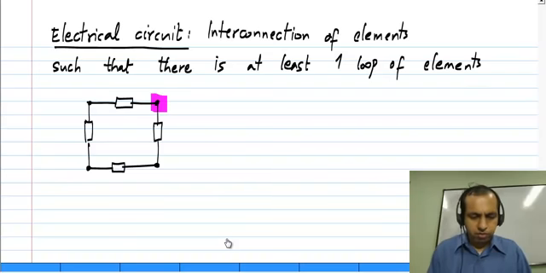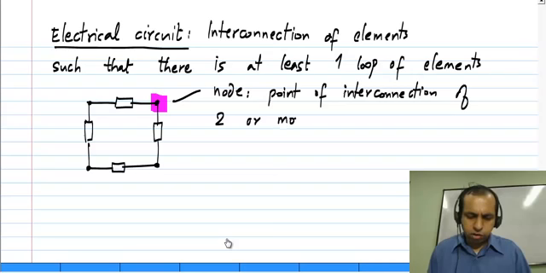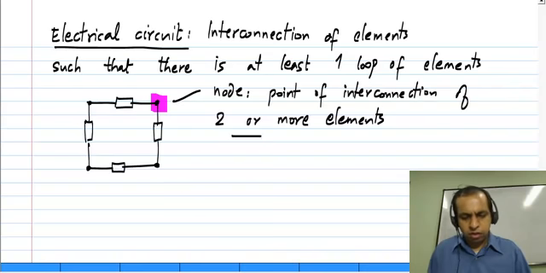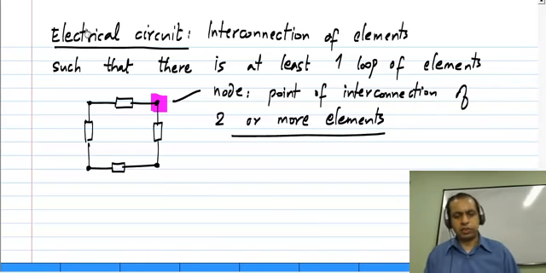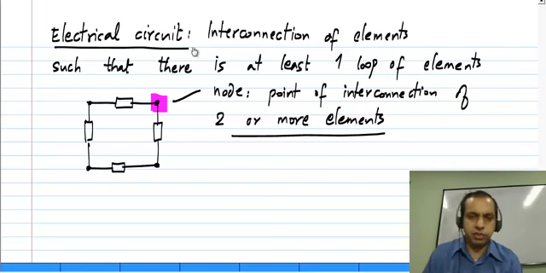And what is a node? It's a point of interconnection of two or more elements. Now, what is this definition of electrical circuit? We said that we have to have at least one loop. That's because we want to have some interesting behavior in the circuit.